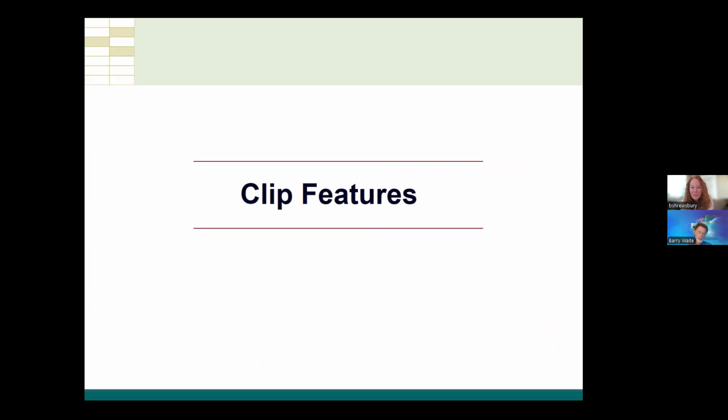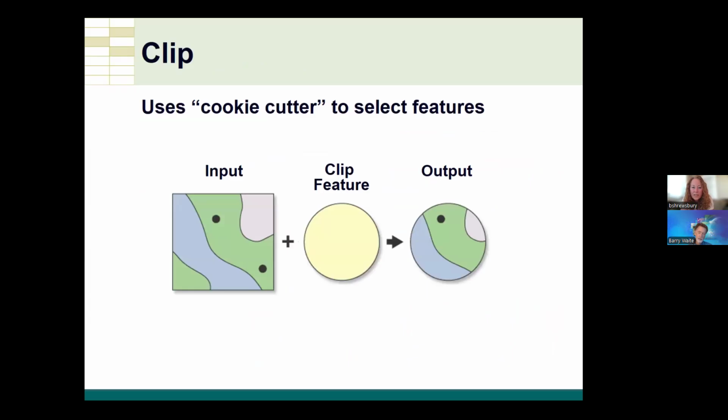We're talking about clipping. Also pretty handy. So you've got this input that looks like some kind of a landscape, and then say you have a project area. That can be your clip feature. This is also called the cookie cutter, because you use that project area to clip the landscape and you get the output to look like that.